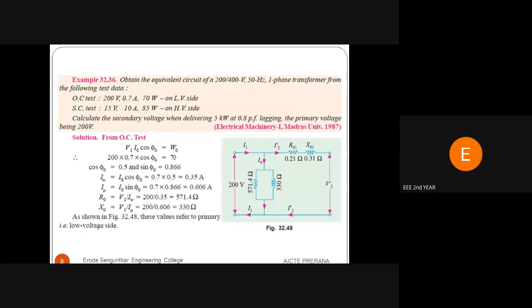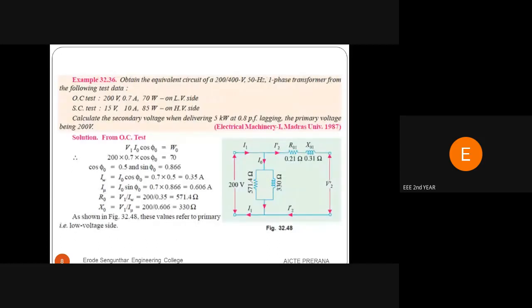After determining all these, you have to draw the equivalent circuit diagram of the single phase transformer. R0 value and X0 value are connected in parallel with the supply. R01 and X01 are connected in series with the supply. Okay, that is the equivalent circuit diagram of the single phase transformer.